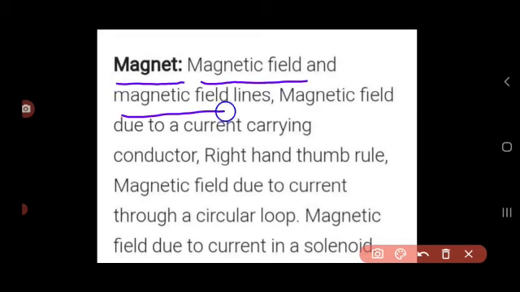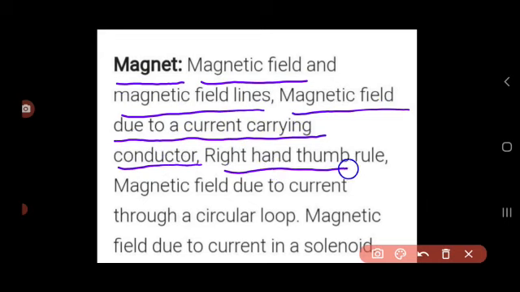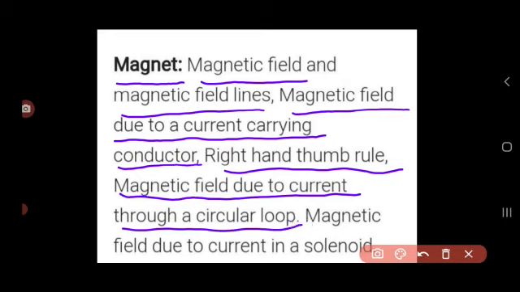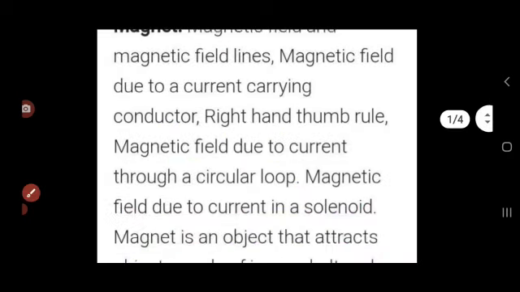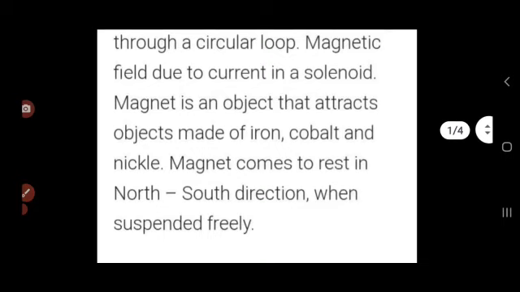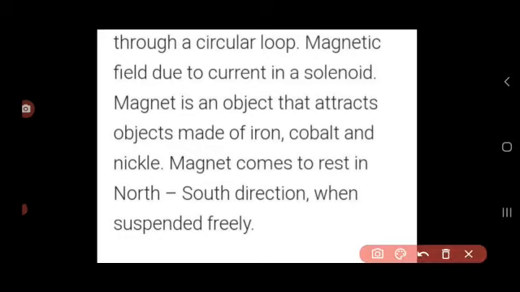Firstly, we know what is magnet. Magnet is an object, or you can say the substance, which can attract small pieces of iron, nickel, cobalt, etc., and always indicates north and south direction when suspended freely. That is a magnet.